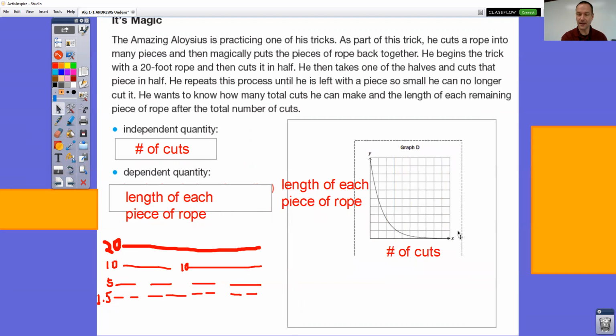So what's happening each time is, as time goes on, the number of cuts is increasing, all right? So the number of cuts is going over to the right, and the length of each piece of rope is decreasing because it's getting smaller and smaller and smaller. So that would be graph D.